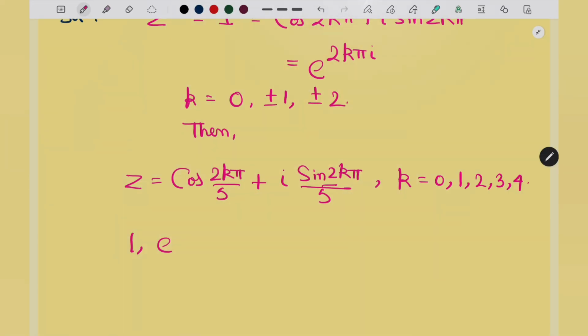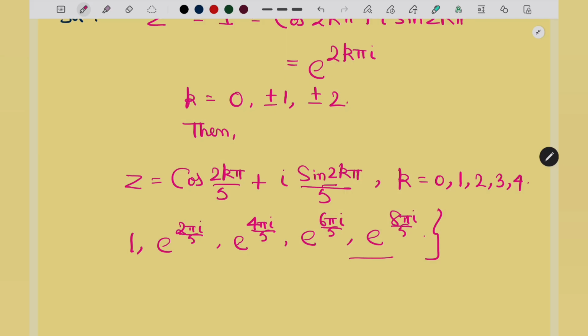So we can say k is equal to 0, 1, 2, 3, 4, therefore 1, e to the power 2πi/5, e to the power 4πi/5, e to the power 6πi/5, e to the power 8πi/5 is the answer.